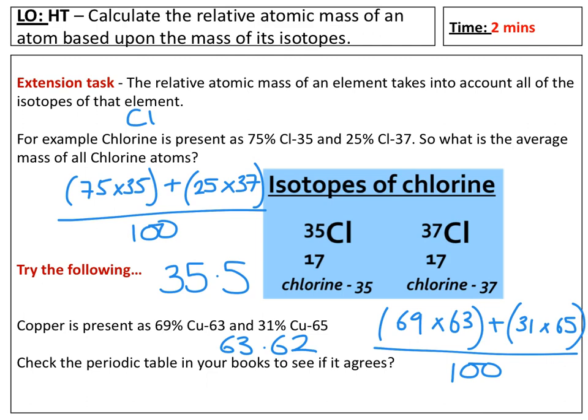Okay, check your periodic table, see whether or not copper's got a funny number on the periodic table, and you'll find that it does. Now, it might not match up exactly with what you got on the periodic table. That's because they've rounded to the nearest half.